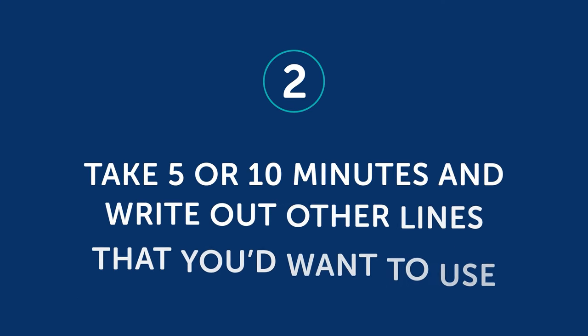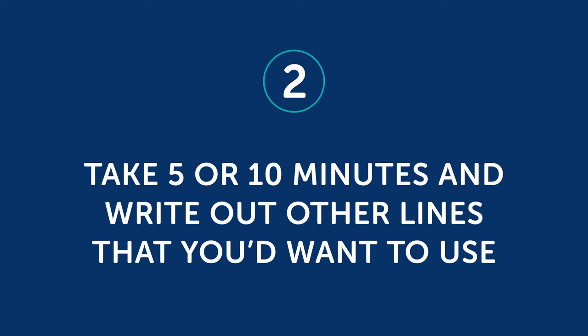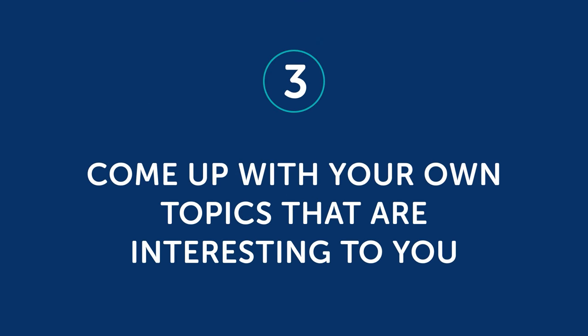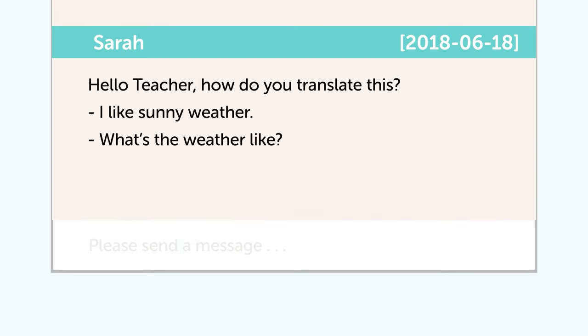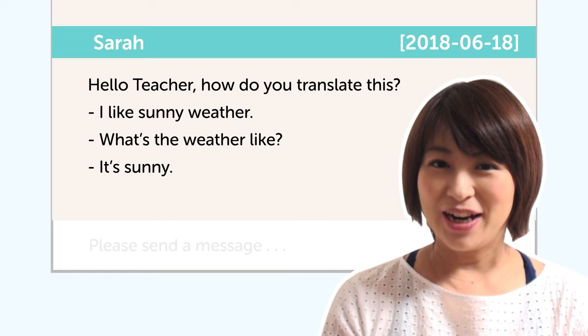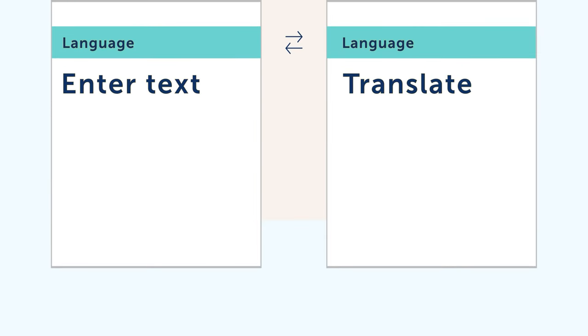2. Take 5 or 10 minutes and write out other lines that you'd want to use, either in that conversation or questions that someone may ask you, and get them translated with the help of our Premium Plus teacher. 3. Come up with your own topics that are interesting to you. Then repeat step 2. Come up with all the phrases, questions, and answers that could come up in that conversation. Write them out and get them translated with your Premium Plus teacher, or translate them with a translation software.